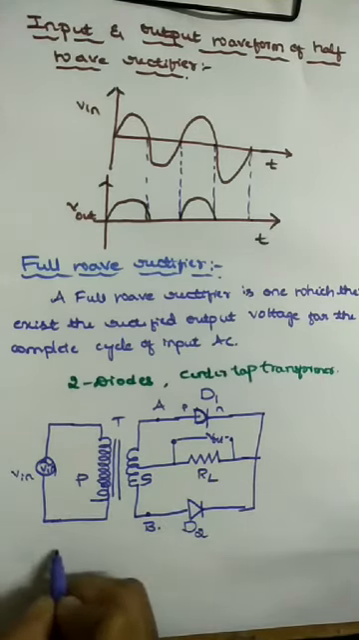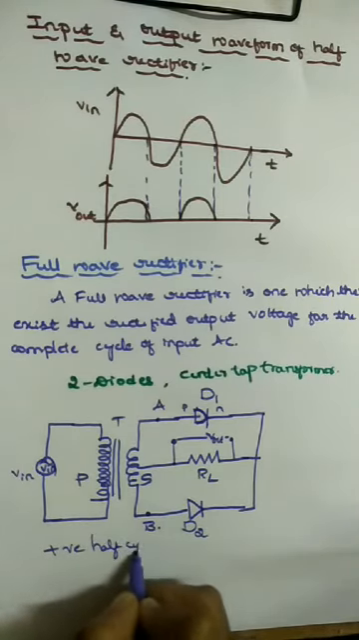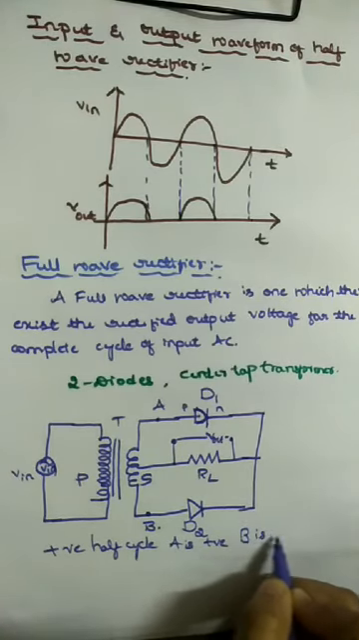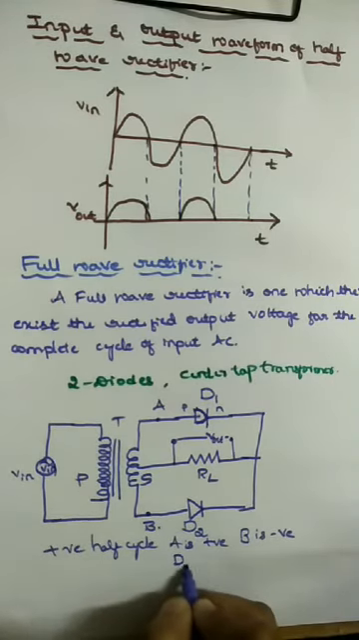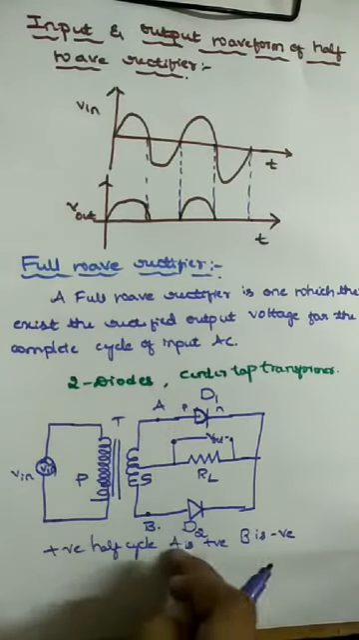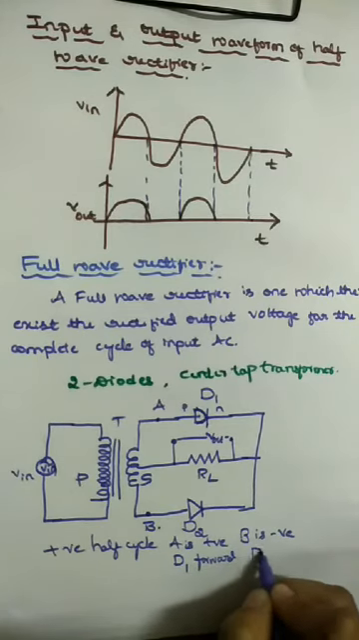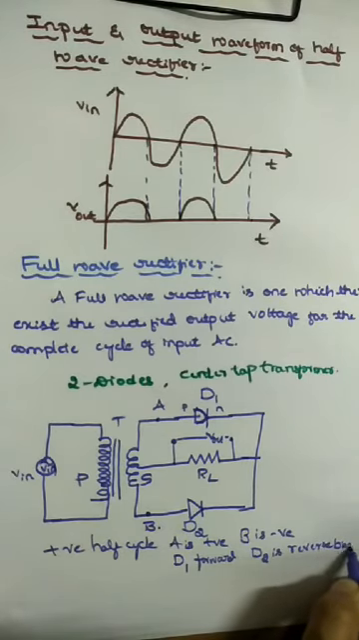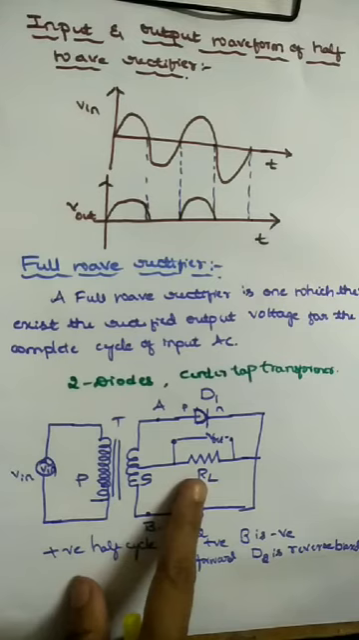During the positive half cycle, A is positive and B is negative. Hence D1 is forward biased, and because B is negative, D2 is reverse biased. Current flows through D1. As a result, output is obtained across the load resistance.